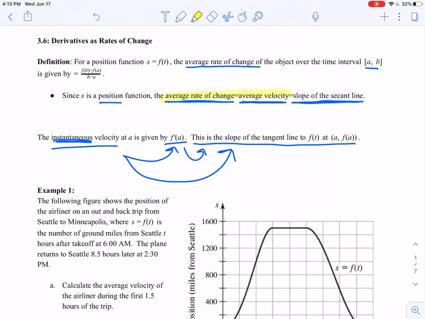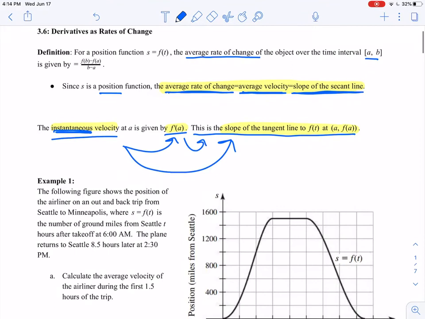So these three things we're talking about: average rate of change, slope of the secant line, versus instantaneous velocity, the derivative, slope of the tangent line. These specific three things right here are all referring to the derivative. So let's look at an example, see if we can establish and better understand the difference between average rate of change or average velocity or slope of the secant line versus instantaneous velocity or slope of the tangent line.